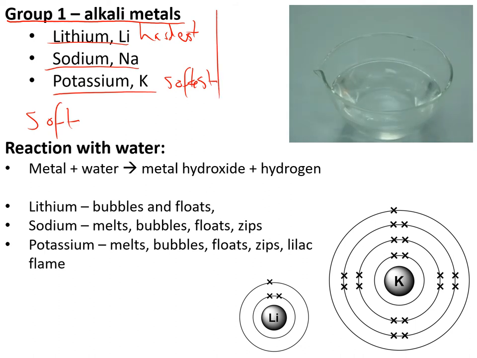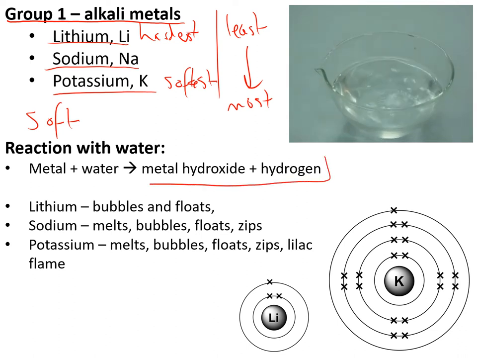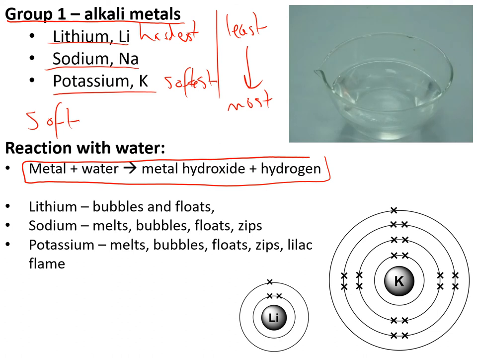And also, more importantly, they get more reactive as you go down the group. So lithium is least reactive, and potassium is most reactive. And if you go further down the group, they continue getting even more reactive than potassium. The main reaction we need to know is the reaction with water. So alkali metals and water make alkali metal hydroxides and hydrogen. And the reaction follows the same format for all of them. So lithium and water makes lithium hydroxide and hydrogen, potassium and water makes potassium hydroxide and hydrogen, and so on.